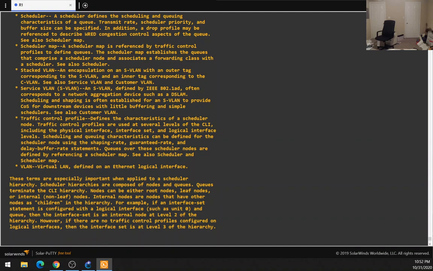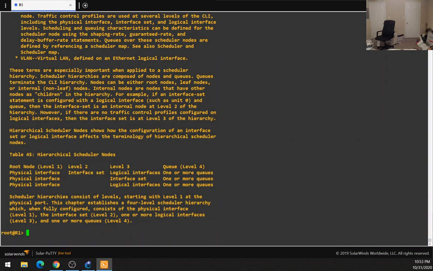So the next important term is going to be traffic control profile. This defines the characteristics of a scheduler node. Traffic control profiles are used at several levels of the CLI, including the physical interface, interface set, and logical interface levels. Scheduling and queuing characteristics can be defined for the scheduler node using the shaping rate, guaranteed rate, and delay buffer rate statements. Queues over these scheduler nodes are defined by referencing a scheduler map. See also scheduler and scheduler map.